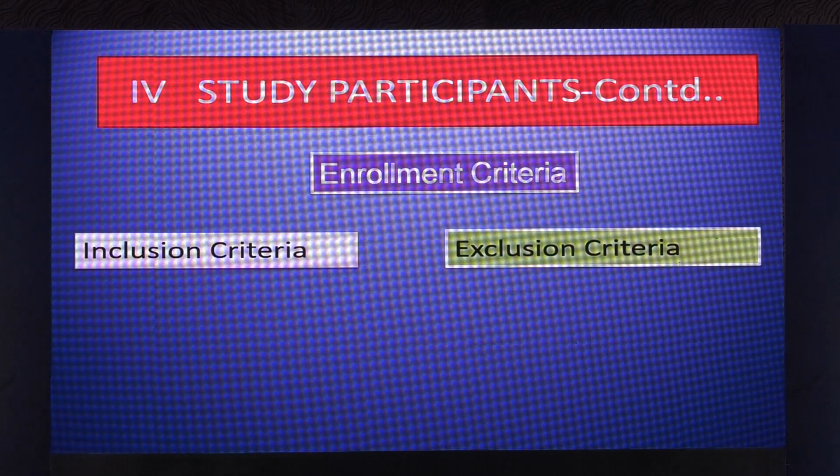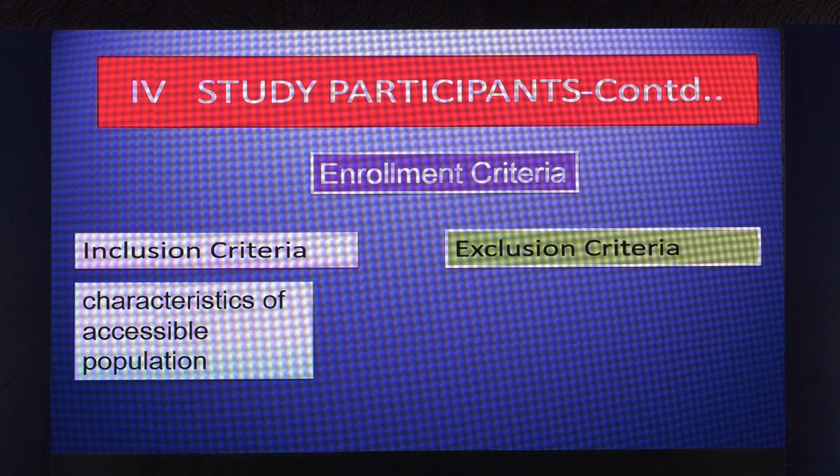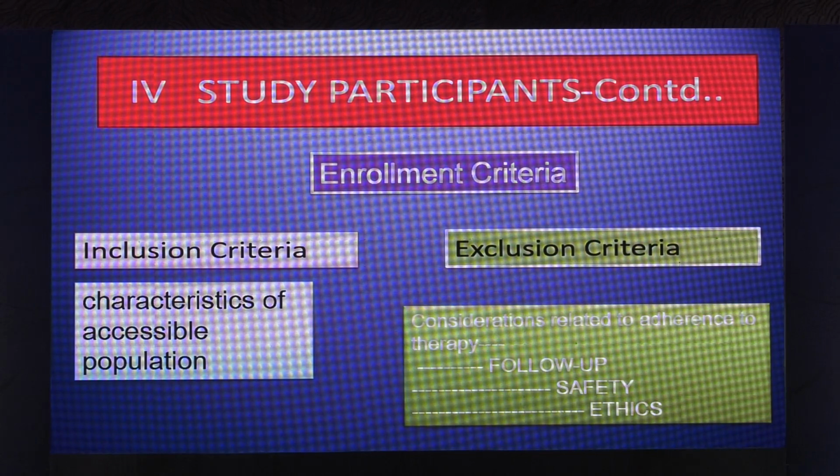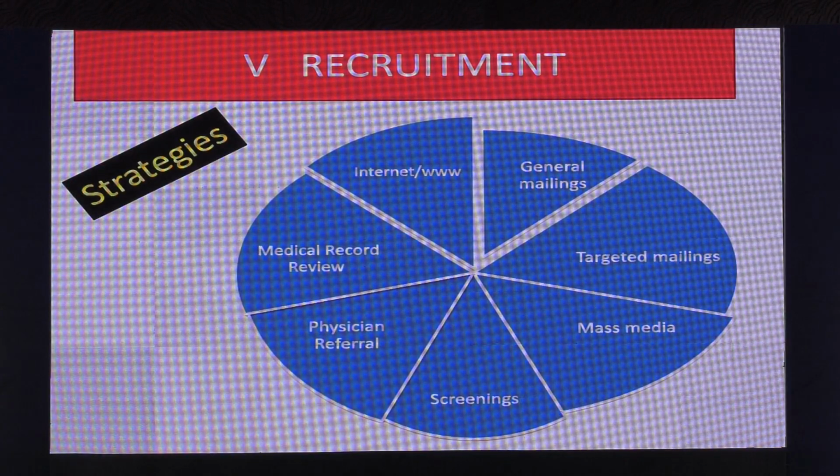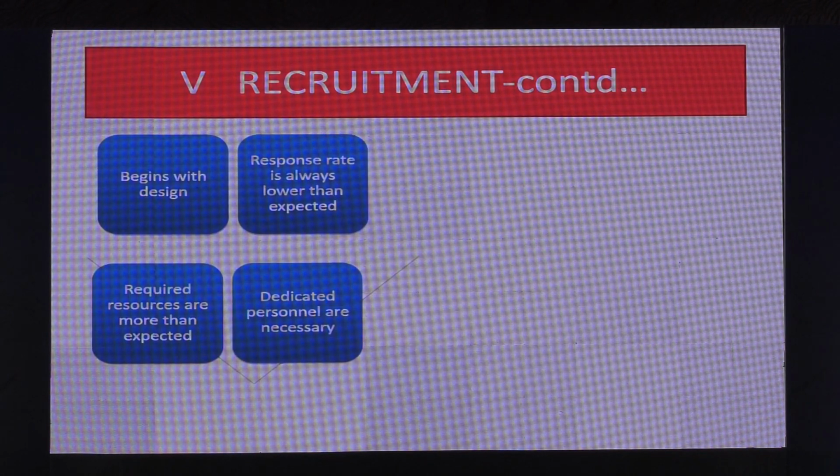Enrollment criteria are of two types, inclusion and exclusion. Inclusion criteria are the characteristics of the accessible population, whereas exclusion criteria are considerations related to adherence to the therapy, follow-up, safety and ethics. Different strategies of recruitment include general mailing, targeted mailing, mass media, screening, physician referral, medical record review, internet, etc. It begins with the design.